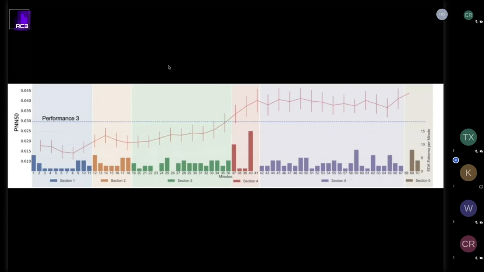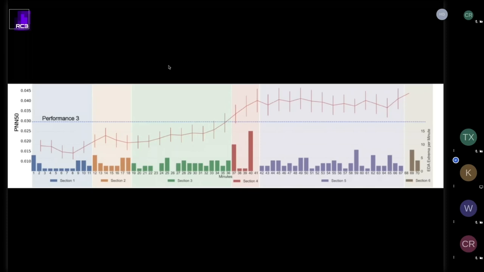So what happens now in the performance is something that fits very well and correlates with the intention of the choreographer, because the first half of the performance, so you see sections 1, 2, 3, 4, 5, and 6 on the bottom, is to create a conflict in the audience and to stir them up a little.